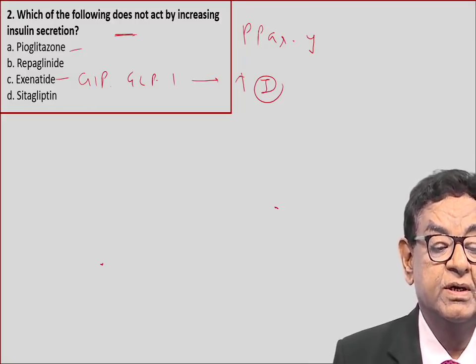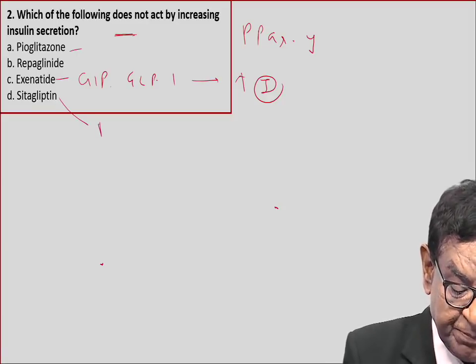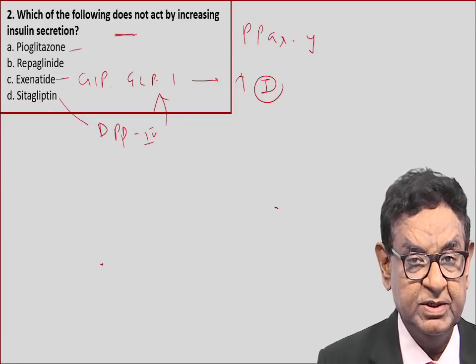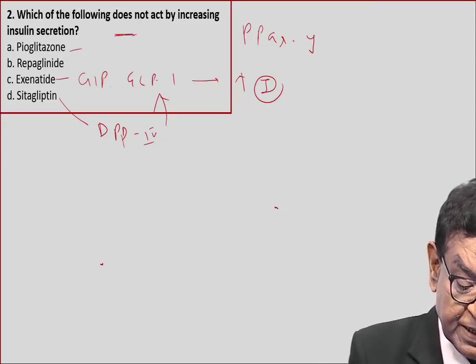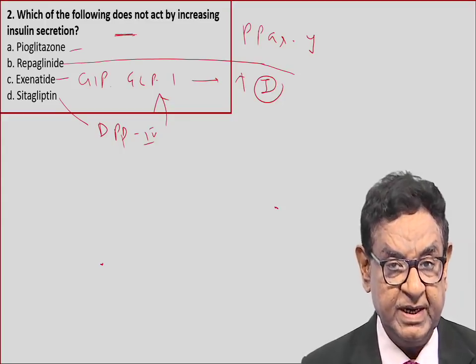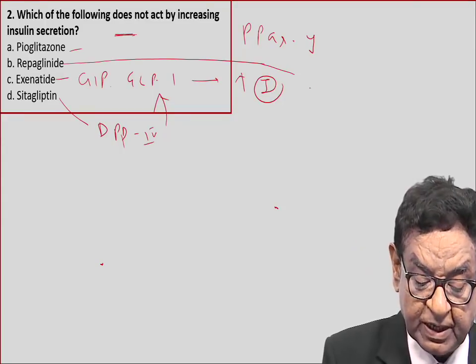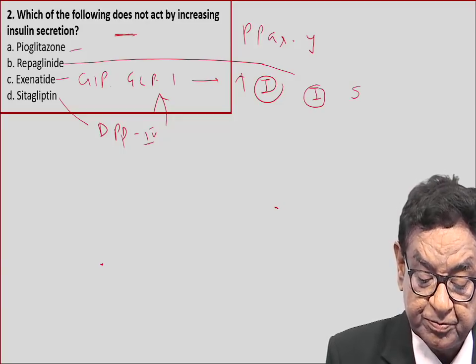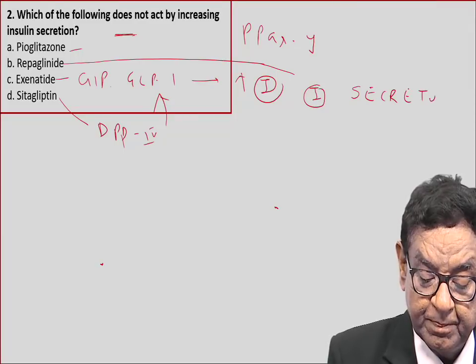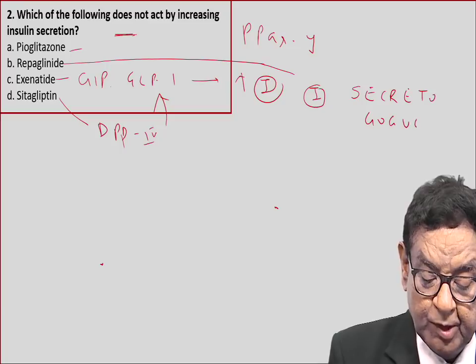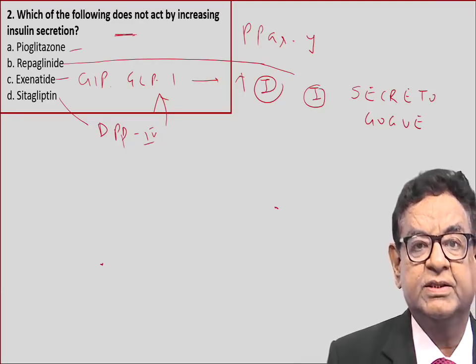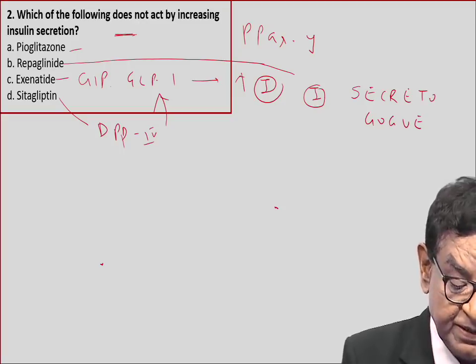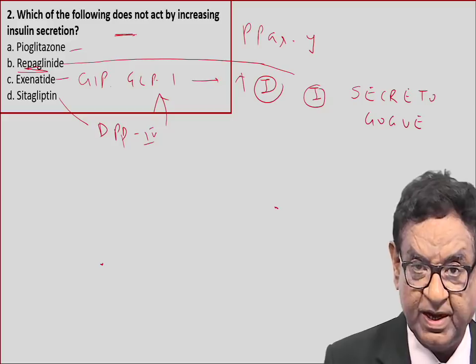Now, as far as sitagliptin is concerned, it is a DPP-4 inhibitor. It inhibits the breakdown of GIP and GLP-1, so indirectly they also cause increased release of insulin. Repaglinide belongs to the category of meglitinide. They are also insulin secretagogues. Before I discuss further about this drug, let us learn what we mean by insulin secretagogue. The two groups of drugs are meglitinide, to which repaglinide belongs, and the other is sulfonylurea.